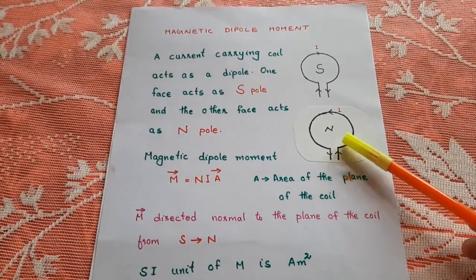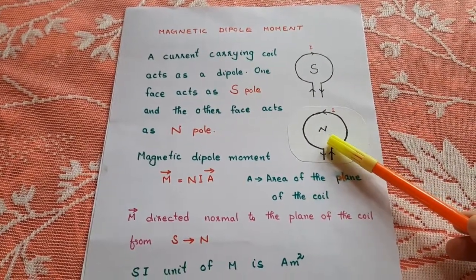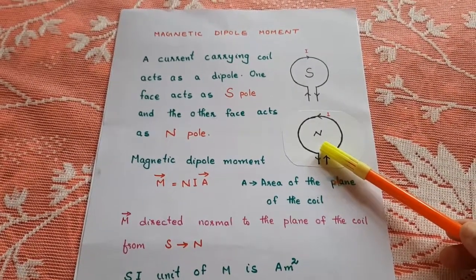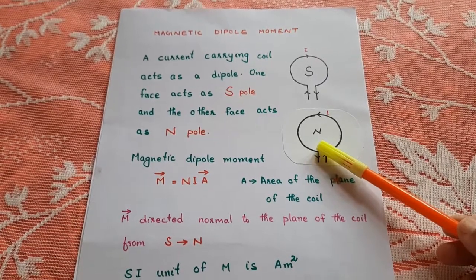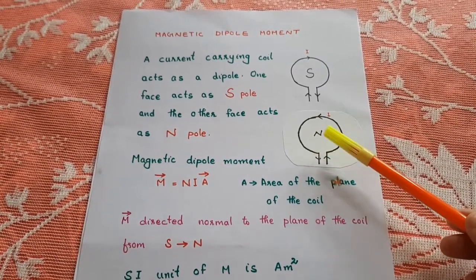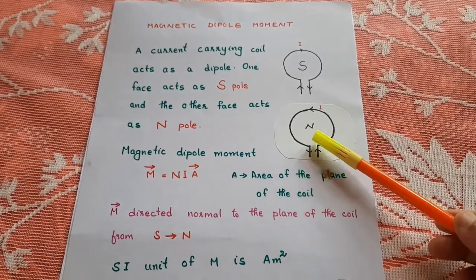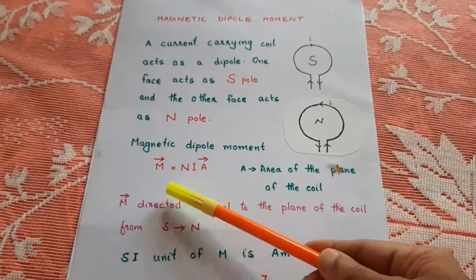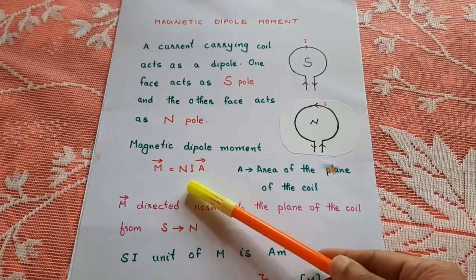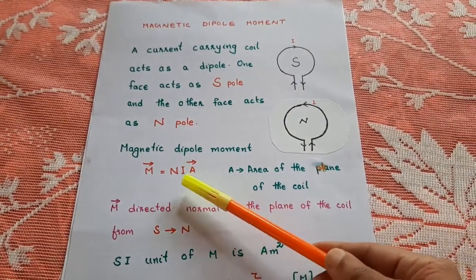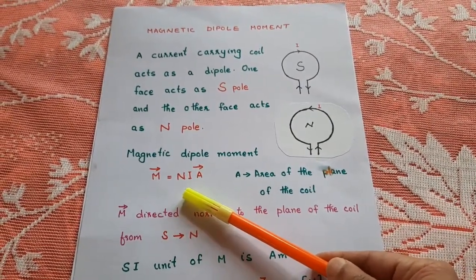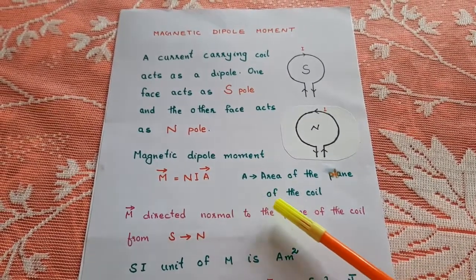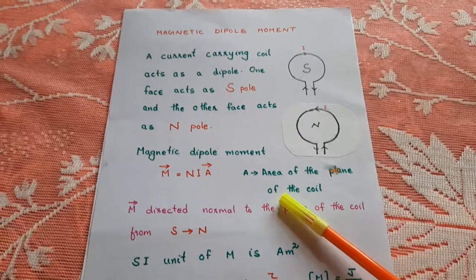And if the current flows anti-clockwise, that face acts as north pole. Here the magnetic field at its center is directed outwards. The magnetic dipole moment of the coil M is equal to NIA, where N is the number of turns of the coil, I is the current through the coil, and A is the area of the plane of the coil.